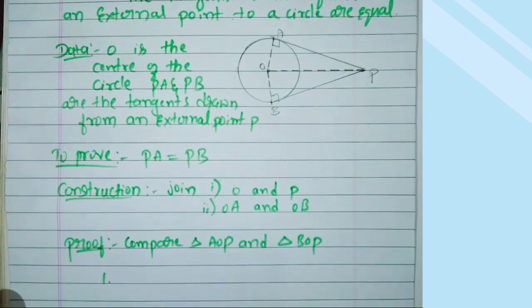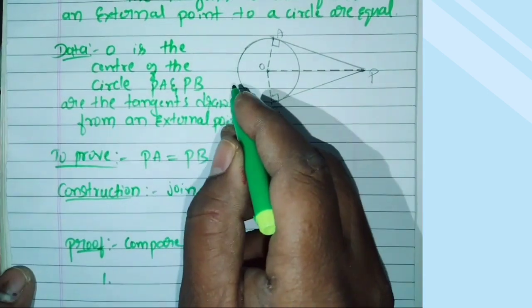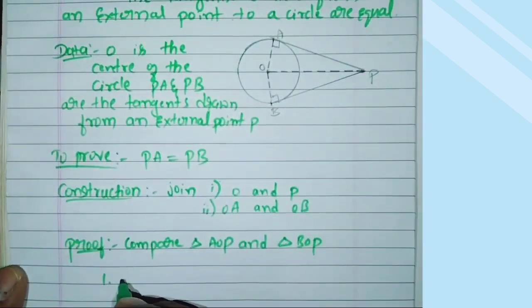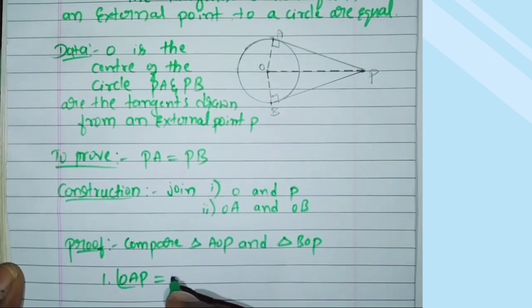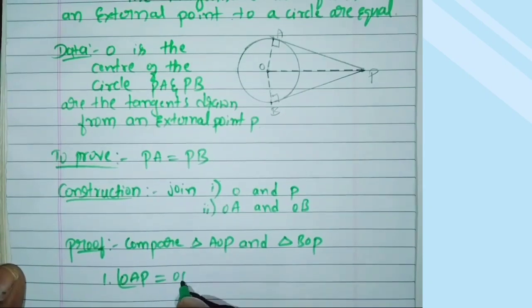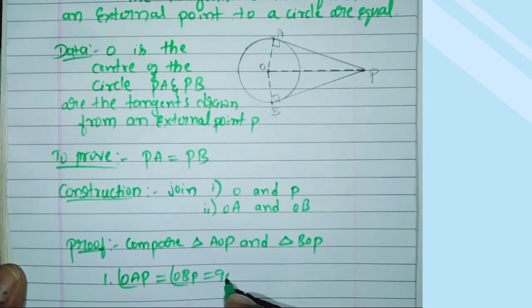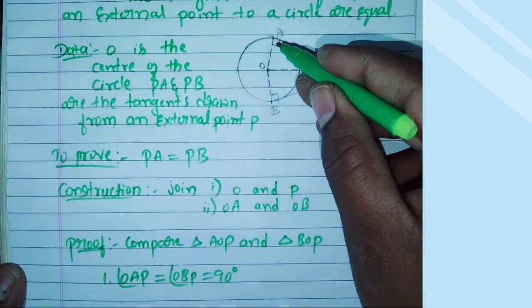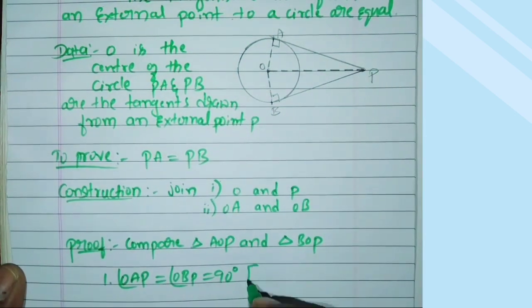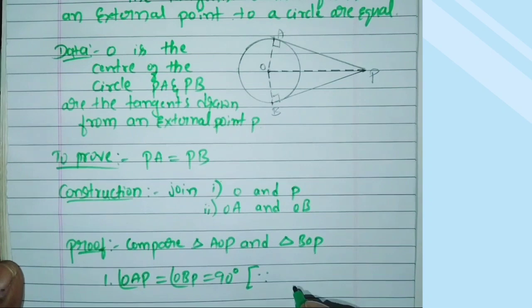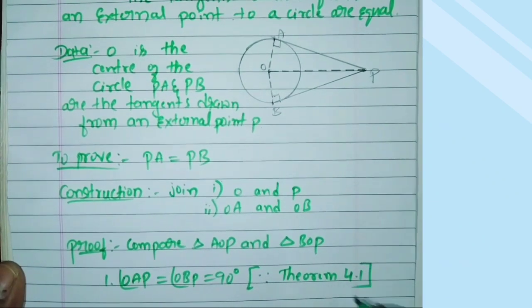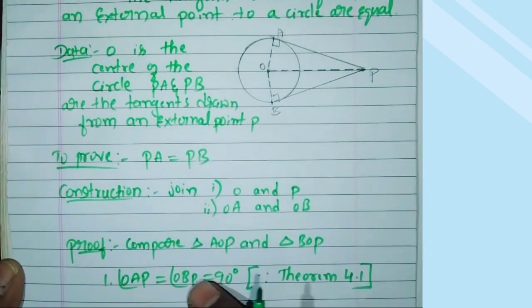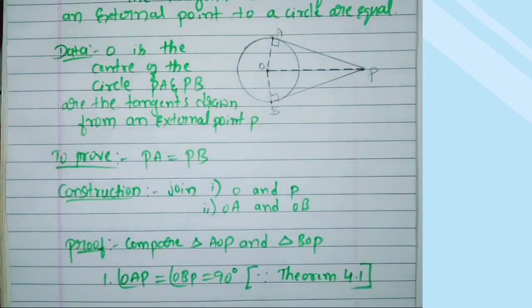So now I will write here that angle OAP is equal to angle OBP is equal to 90 degrees. Here 90 degrees because of what? Because of theorem 4.1. According to theorem 4.1, these two angles are 90 degrees. Okay.